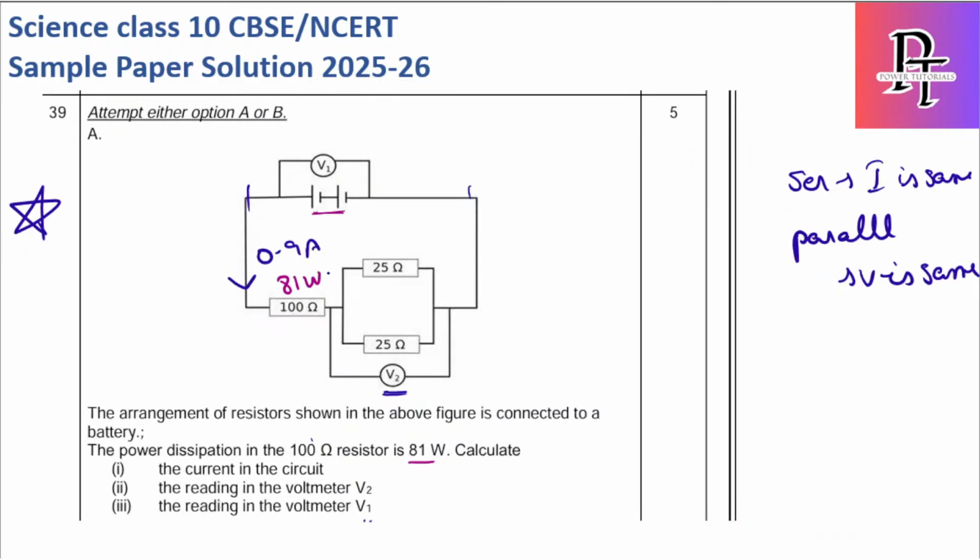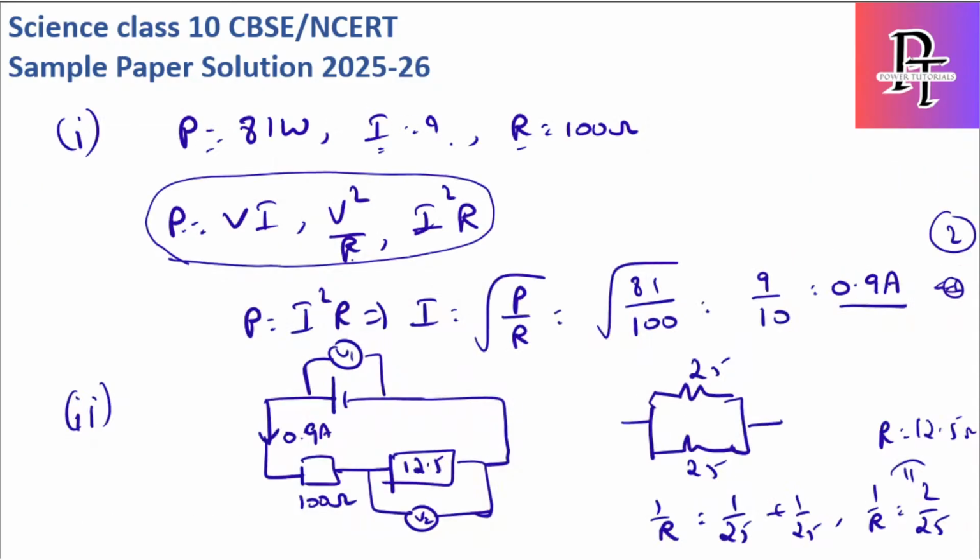100 ohms is the resistor, this one. So simply power is equal to I square R. If I use this, I will get the value of current. So P is equal to I square R. The I value will become root of P by R, which is 81 by 100, which becomes 0.9.